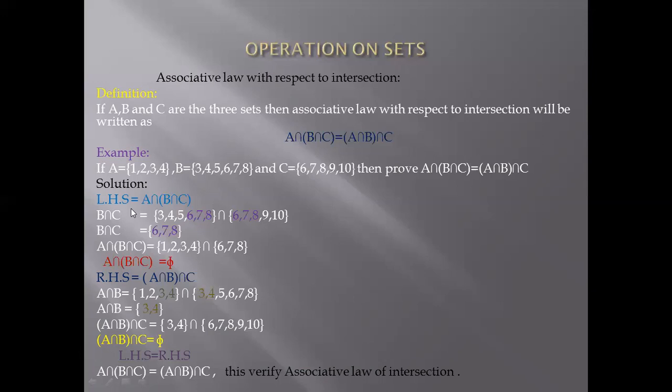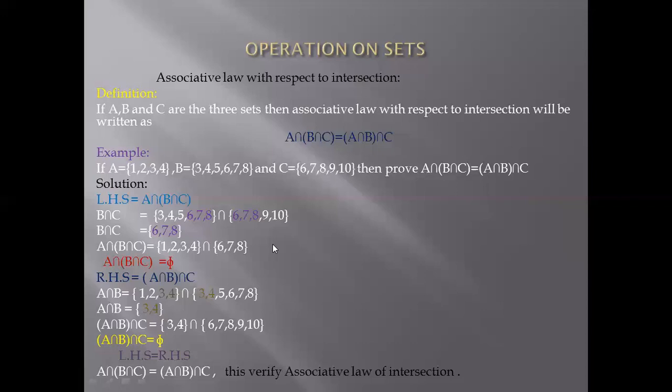Intersection means common elements. First, we find B intersection C. Only you choose the common elements: 6, 7, 8. They are common in both B and C. You see I highlight the elements 6, 7, 8. Now A is left. Now we take the intersection of the new set and the set A. A is 1, 2, 3, 4 and the intersection of B and C is 6, 7, 8. Oh, there is no element common.